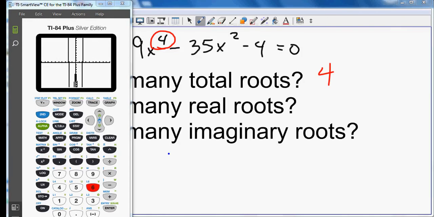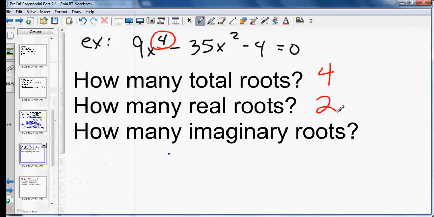So again, the number of x-intercepts is the same as the number of real roots. And we know the number of reals plus the number of imaginaries has to equal the total, which is 4. So that means there must be 2 imaginary roots. So the process here is look at the degree. That tells you the total. Look at the number of x-intercepts. That tells you the number of real. And then just do the total minus the real to get the number of imaginaries.